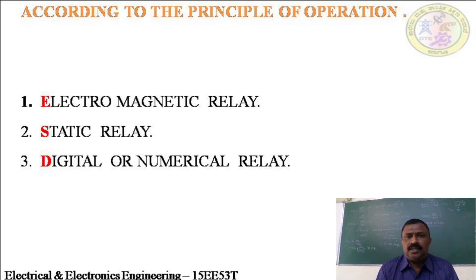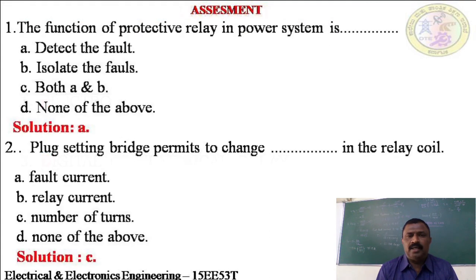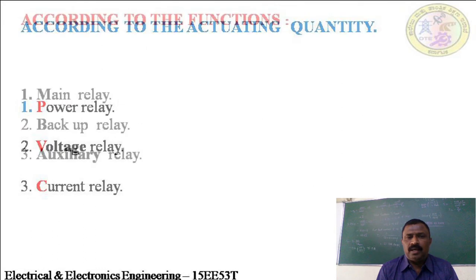The third classification is according to the principle of operation. The relays may be electromagnetic relays, that is one classification, the second is static relay, and the third is digital relay or numerical relay. This is another classification based on the principle of operation. This is how we can go for classification.